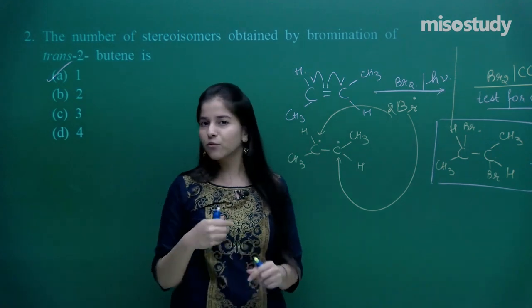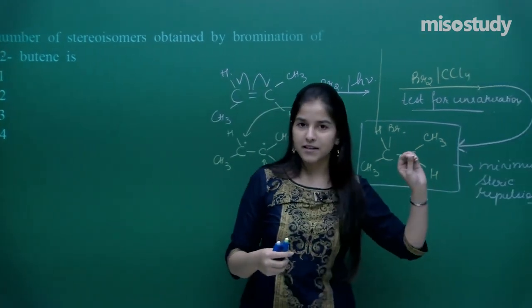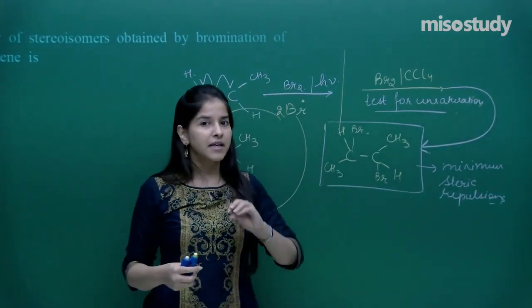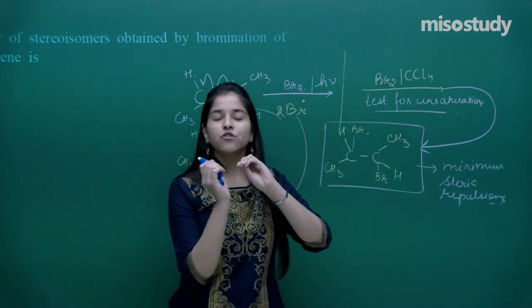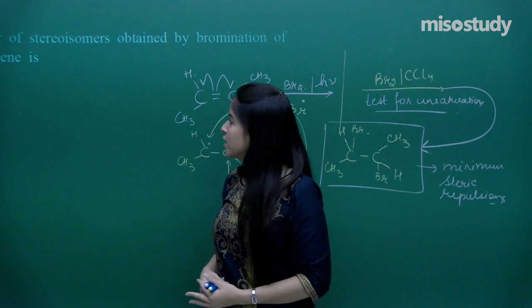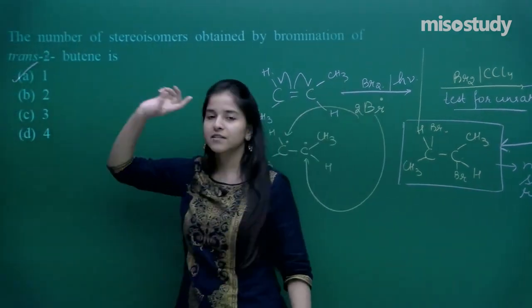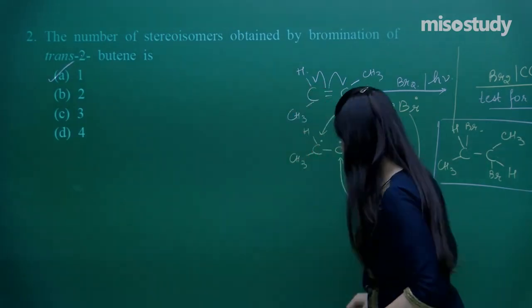They have not specified what kind of bromination it is, so I have considered as many as I can. You can also consider that it is not definitely anti-Markovnikov or Markovnikov. You need not go into the detail, just a simple bromination you had to perform. So that is how we are getting the answer. The answer is one kind of stereoisomer. I hope you all have got this.